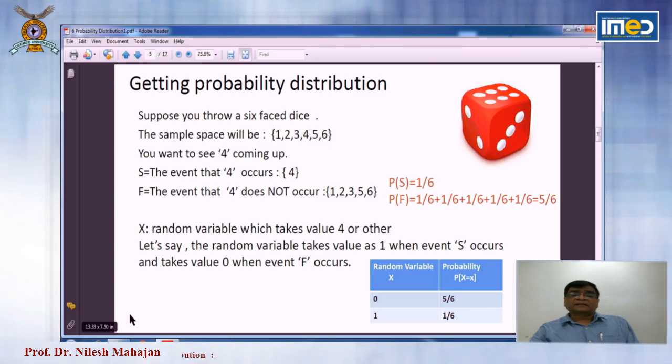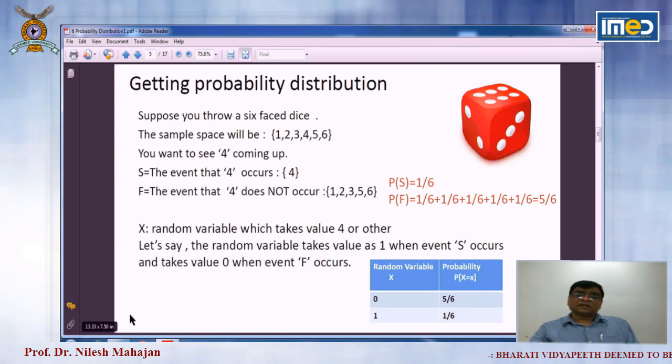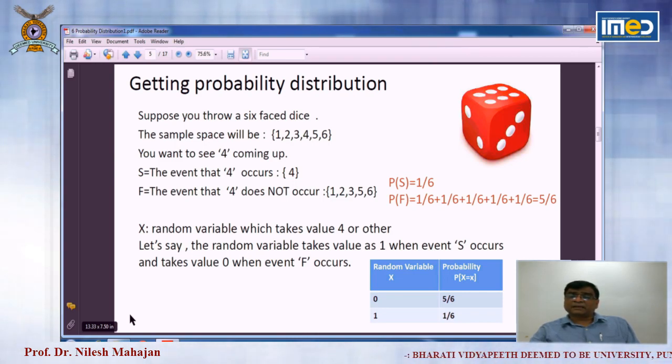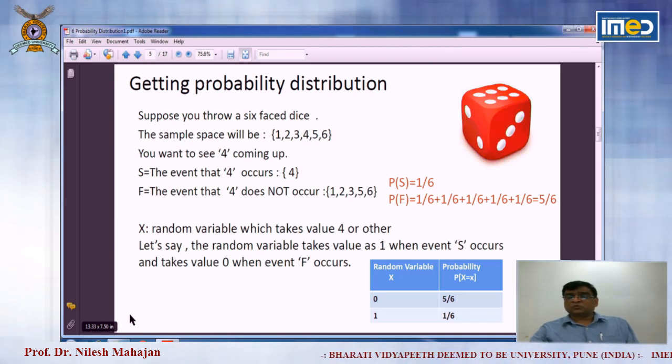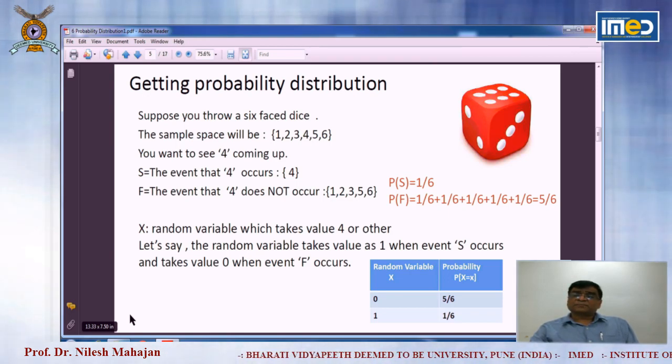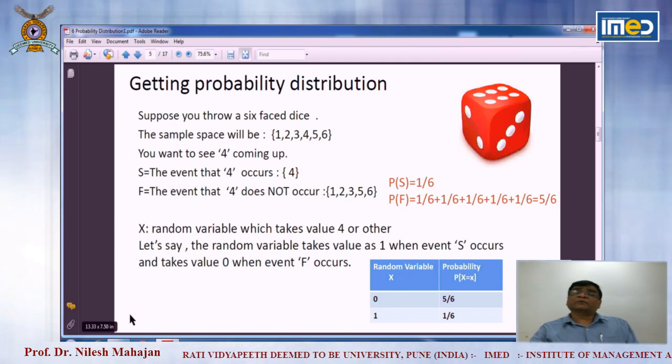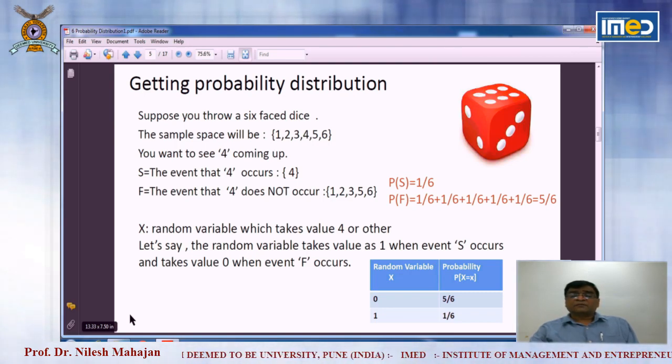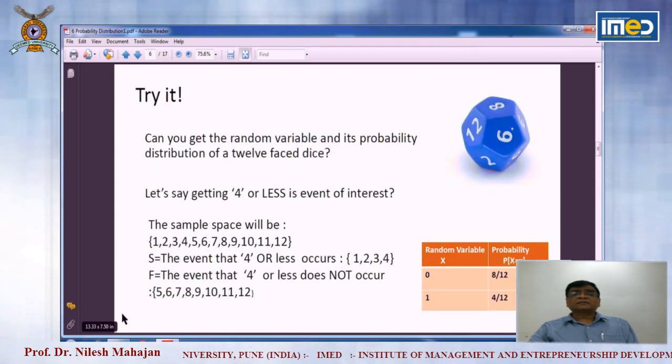Now X, that is the main thing, the random variable which takes value 4 or other, right? Let's say the random variable takes value 1 when event S occurs and takes value 0 when event F occurs. It means suppose you got 4, so you can mention 1 here, otherwise you can write 0. So in the case of random variable X there are two values, 0 and 1. For 0 the probability P equals 5 by 6, as we calculated above, and for 1 it is 1 by 6.